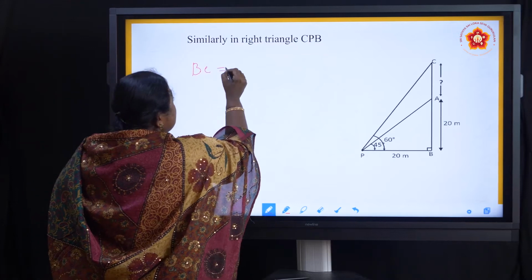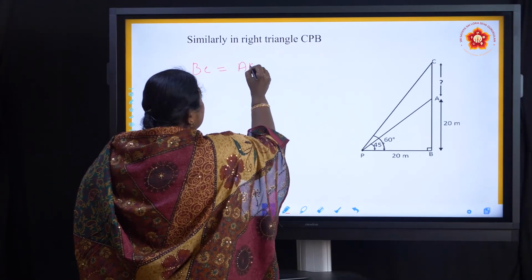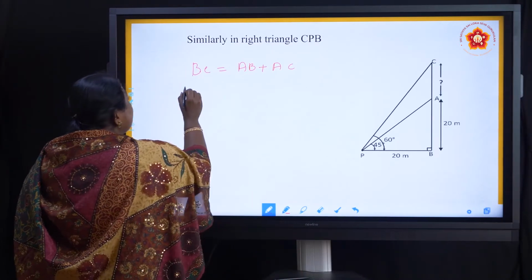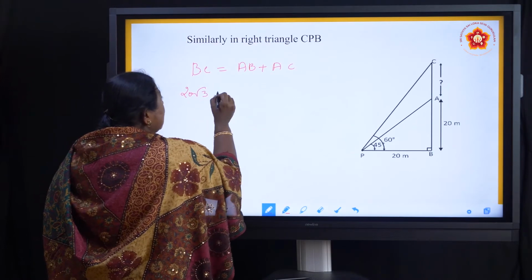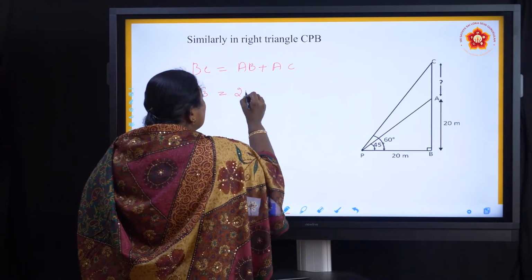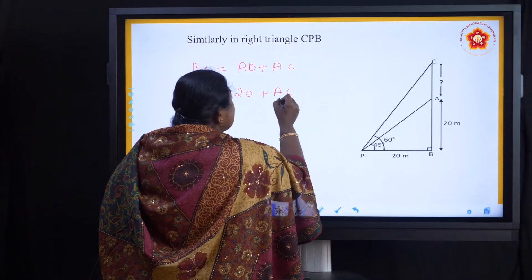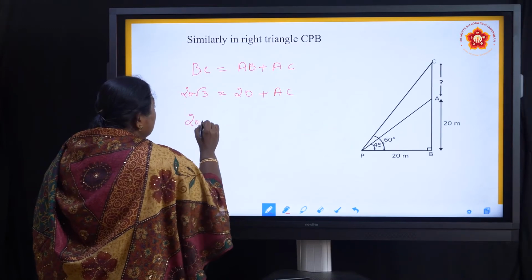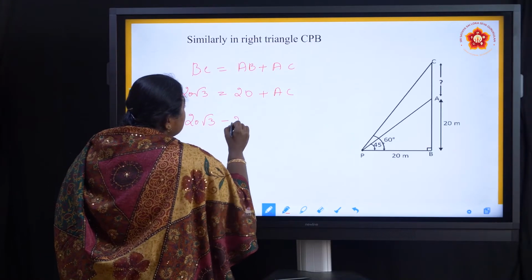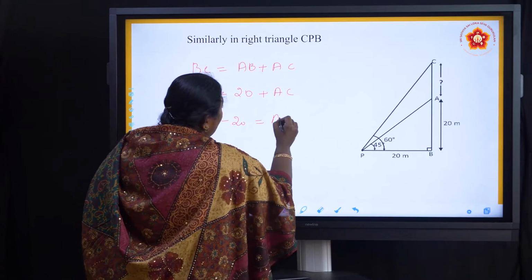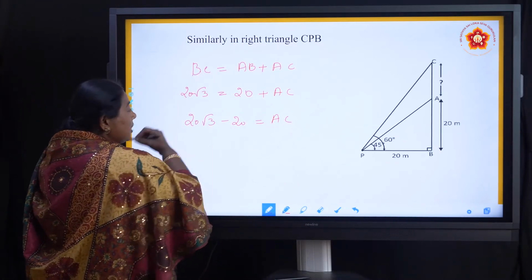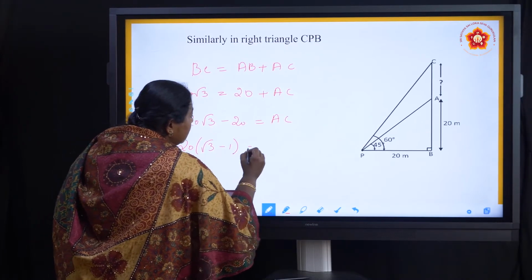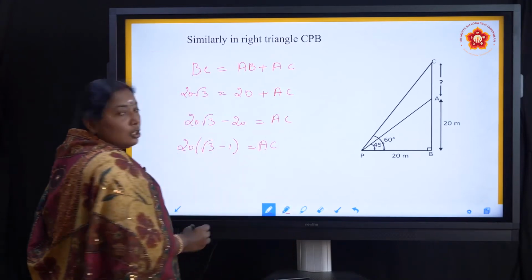BC is equal to AB plus AC. Right? BC I got 20 root 3 and AB they have given 20, plus AC. AC is the one I want. So keep that AC as it is and bring the 20 to the other side. 20 root 3 minus 20 is equal to AC. So here 20 is common, take it out. 20 times root 3 minus 1 is equal to AC. That's all, the answer is.